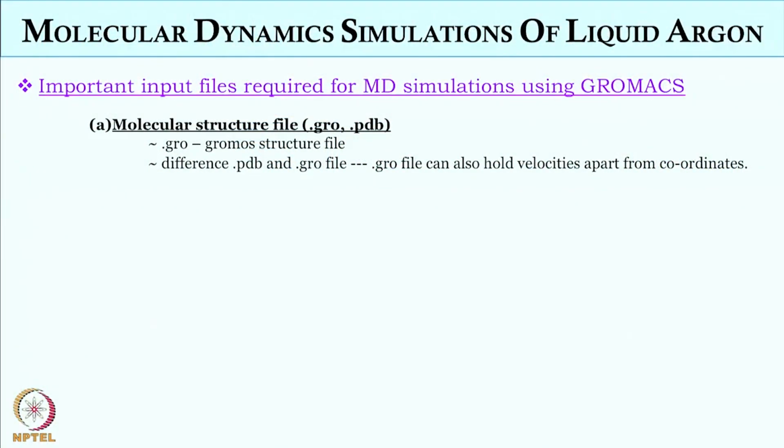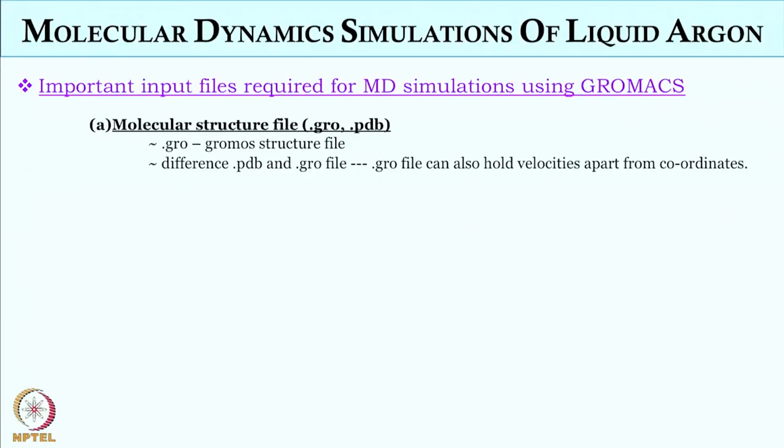So to perform molecular dynamic simulations of liquid argon or any other molecule, there are 4 basic input files that are required. The first file that is required is the molecular structure, which is in the format of a GRO or PDB file. That is the structure file of the molecule. PDB is the Protein Data Bank file, which is easily available from the RCSB site, and we can as well create a PDB file also. And the Gromacs input structure for a PDB file is the GRO file, which we have to convert.